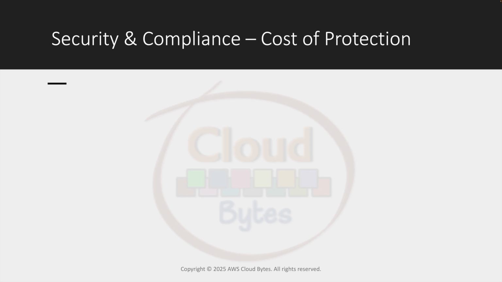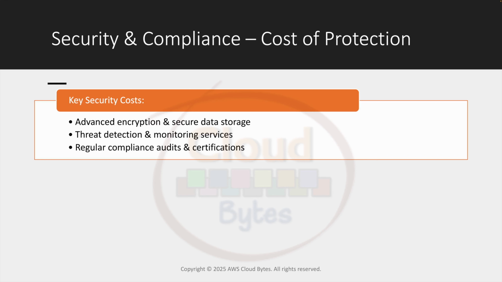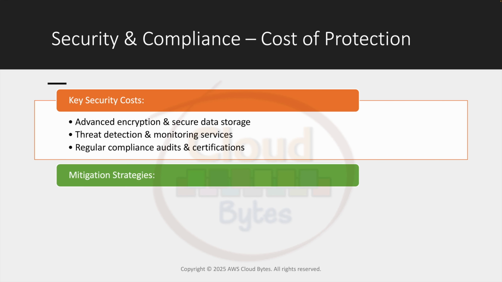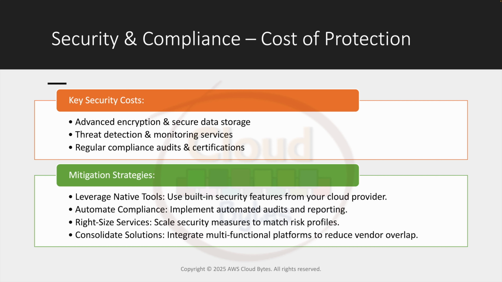Security and compliance are non-negotiable, but they can add significant costs. To mitigate these expenses, leverage the native security tools provided by your cloud provider. They're often bundled with your service. You should automate your compliance, audits, and reporting to reduce the manual overhead. And right size your security services based on the actual risk. Finally, consolidating solutions across vendors can help reduce or avoid redundant expenses. These strategies not only protect your data, but also keep your budget in check.